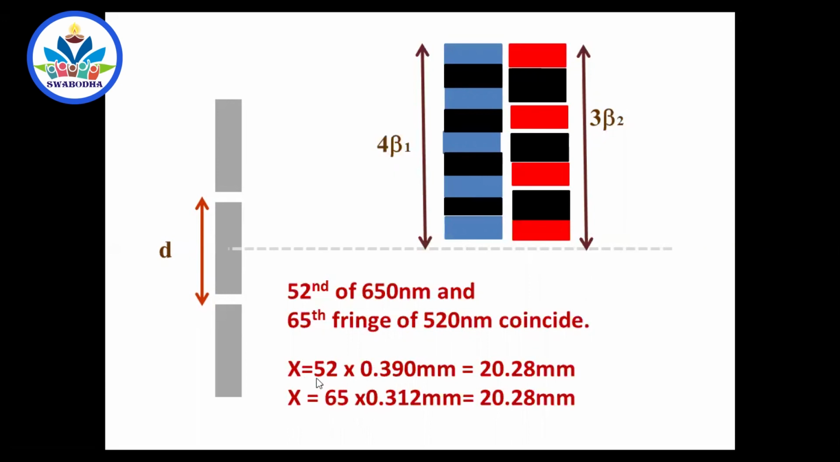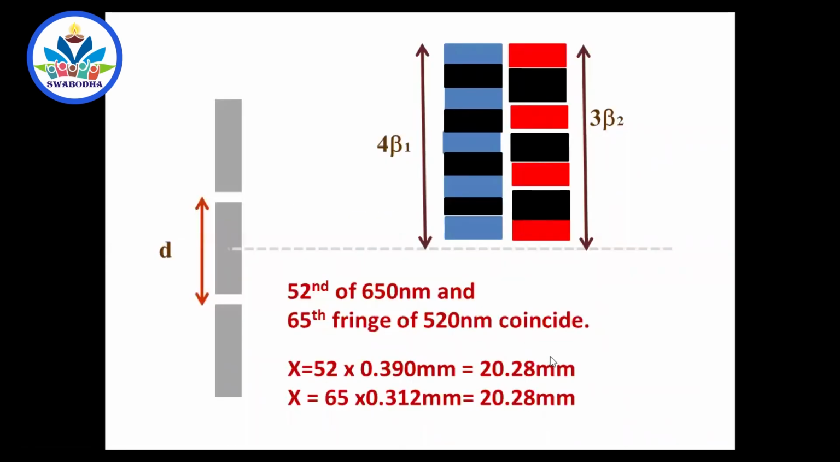You multiply their betas. The 52nd bright fringe of 650 nanometer has a fringe width of 0.390 millimeter. The 65th bright fringe of 520 nanometer has a fringe width of 0.312 millimeter. They are formed at the same place, 20.28 millimeter from the central bright fringe. So that is what you have to do. Hope you have followed it.